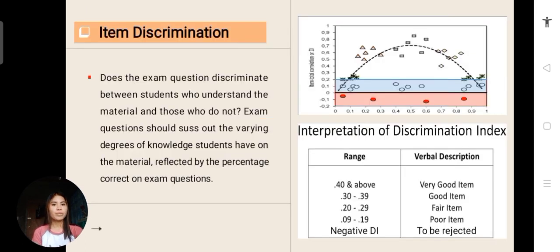Next is the item discrimination. This tells whether the exam question discriminates between students who understand the material and those who do not. Exam questions should suss out the varying degrees of knowledge students have on the material, reflected by the percentage correct on exam questions. The interpretation of the discrimination index may vary based on the range given in the figure below. The main purpose of the discrimination index is to describe the ability of an item to distinguish between high and low scores, such as the scores of the upper and lower 27% of students after being ordered in descending order.